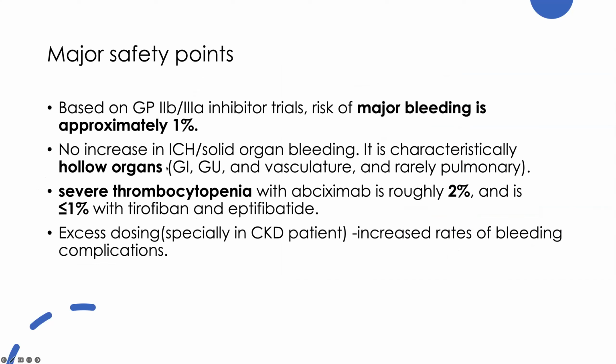But in general, those bleeding events happen mostly in hollow organs. They're not solid organs bleeding, GI, GU. Severe thrombocytopenia in general, just keep in mind 1 to 2%. Keep in mind CKD patients or renal dysfunction are at higher risk.